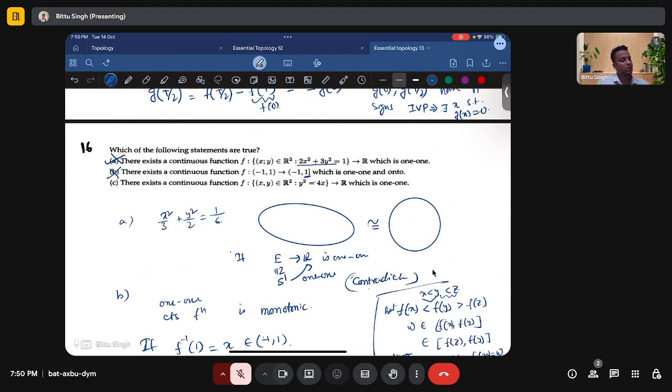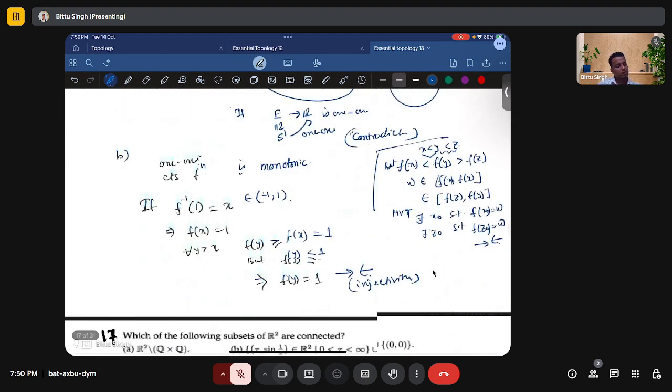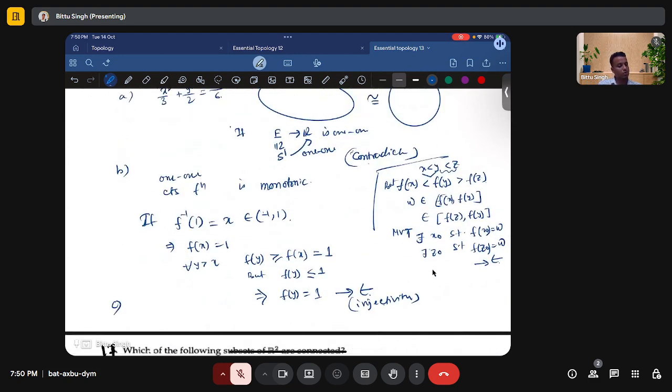What about C? Is there a continuous one-one function from the parabola y squared equals 4x to R? C is true because we have already observed that the graph of a continuous function is homeomorphic to the domain. The domain is R.